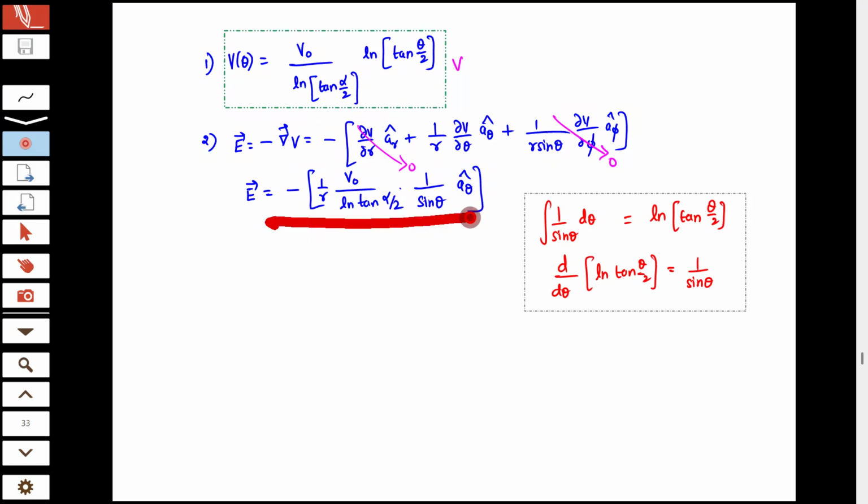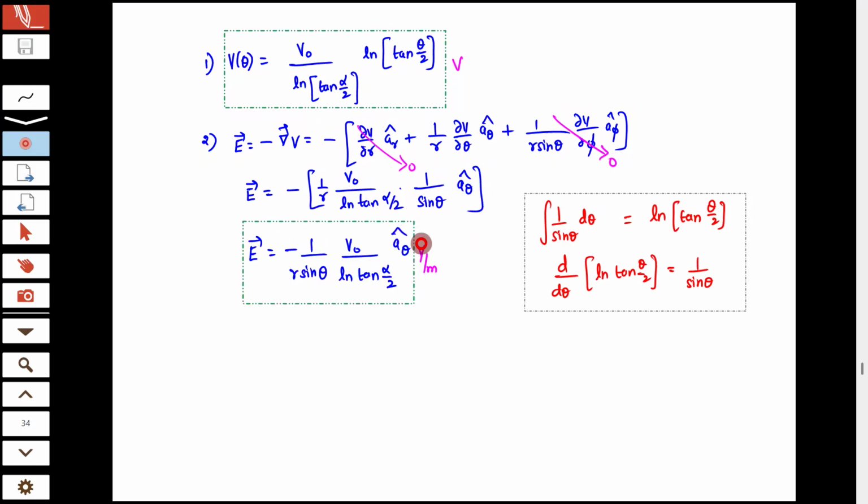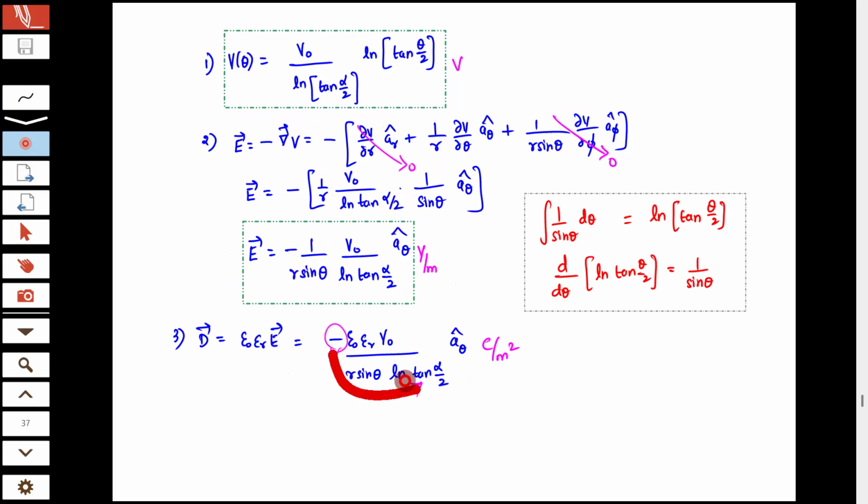This has to be the electric field intensity vector E, and the unit is volt per meter. Now from this, we can estimate the flux density as epsilon naught epsilon r times E vector. Multiplying that will give D vector. Now here there is a negative sign. Now this negative sign can be brought to the denominator.